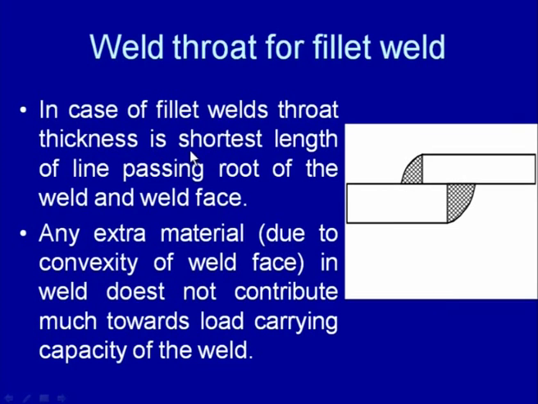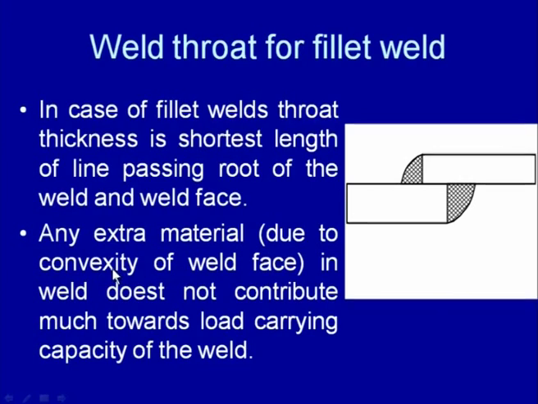While in case of the fillet weld, the throat thickness is the shortest length of the line passing through the root of the weld and the weld face. So, this is the root of the weld and this is the weld face. So, whatever shortest line passing through the weld and the root of the weld, that will be this one. Any extra material due to the convexity of the weld face does not contribute much towards the load carrying capacity of the weld. That is why it is not considered for determining the throat thickness of the weld.